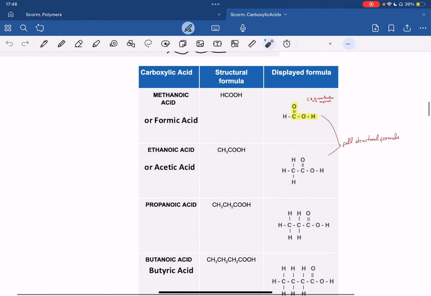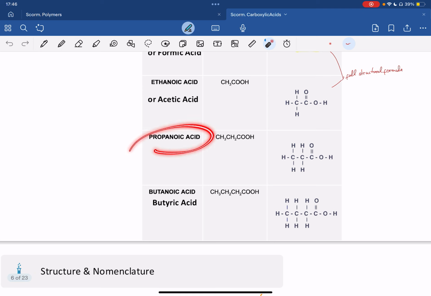Also, please don't forget that we have a few types of nomenclature of carboxylic acids. Whenever you see formic acid, it's methanoic acid. Whenever you see acetic acid, also know that it's ethanoic acid. Propanoic acid, we didn't give you another name. For butanoic acid, you have to know this is butyric acid.